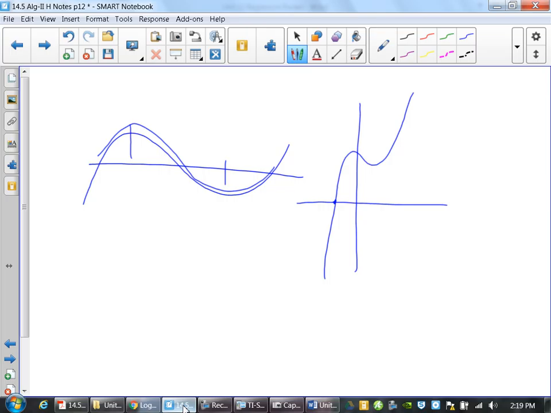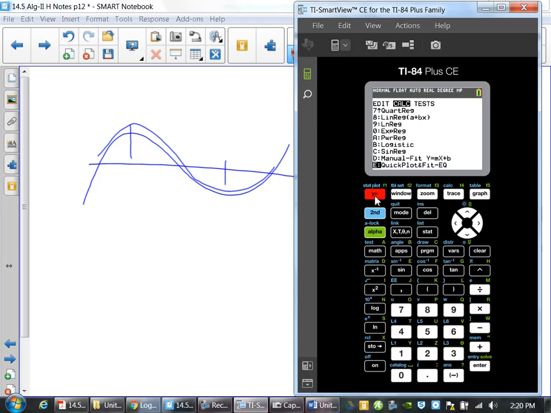Now, the other thing is how do you tell the difference in a graph between exponential versus logarithmic? One of the nice, easy things to remember about logarithm graphs, and you're going to think this is really stupid, but I think it's awesome, is if I just type in log x and I look at my graph.